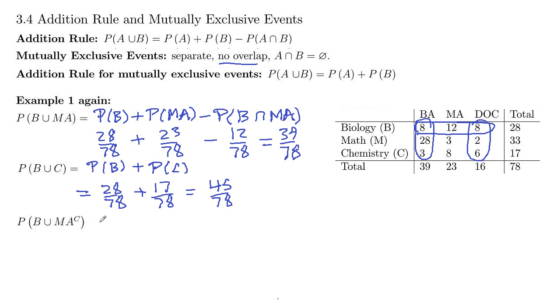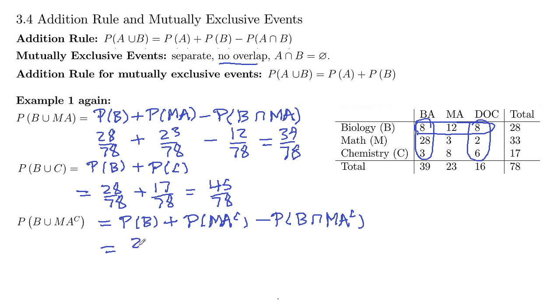So what we want to do here using union rule, this will be probability they got a bio degree plus the probability that they did not get a master's degree. So master's complement. And then we subtract out the overlap, biology and not a master's.